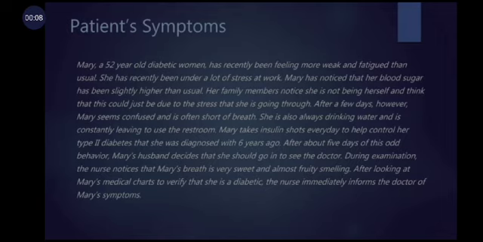A 52-year-old diabetic woman has been feeling more weak and fatigued than usual. She might have noticed her blood sugar has been slightly higher than usual, and her family members notice she is not being herself and think this could be due to the stress she is going through. After a few days, Mary seems confused and short of breath.